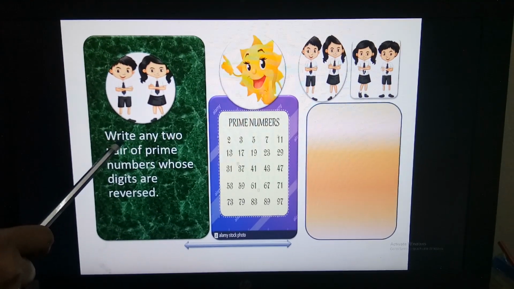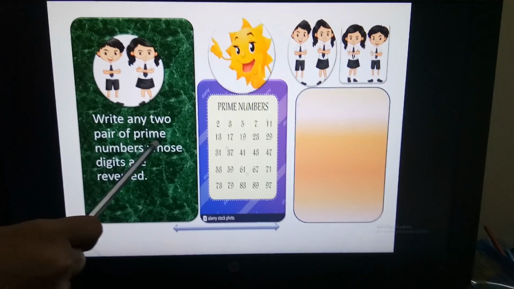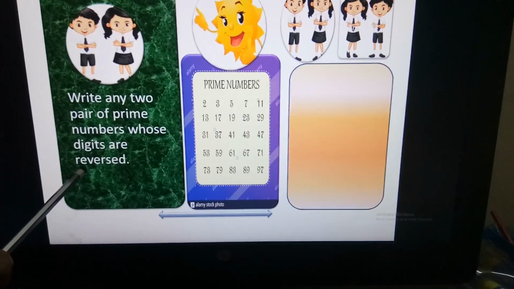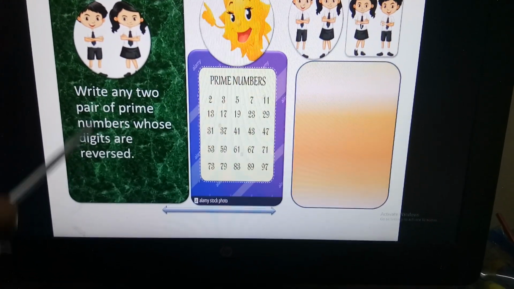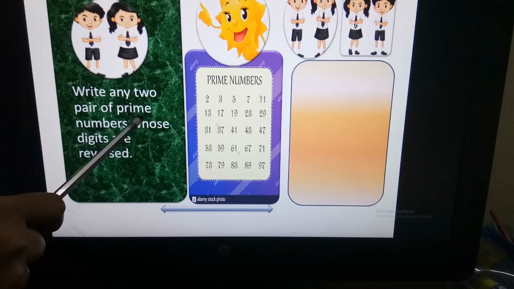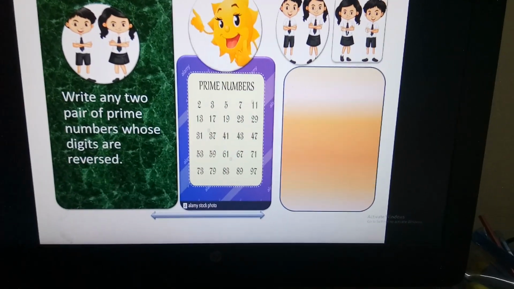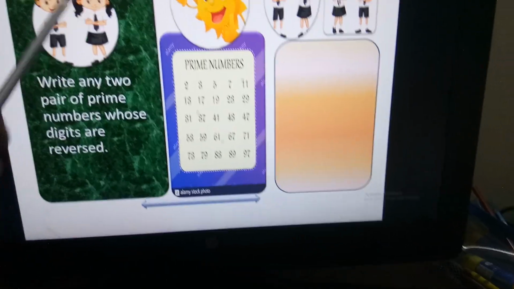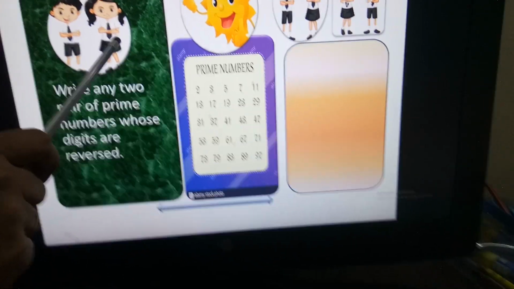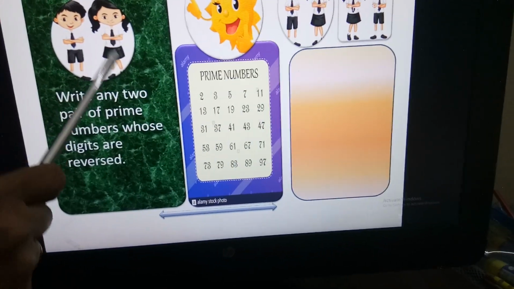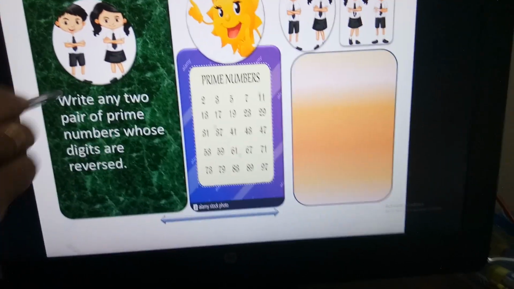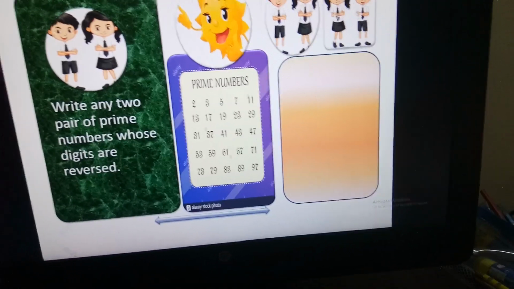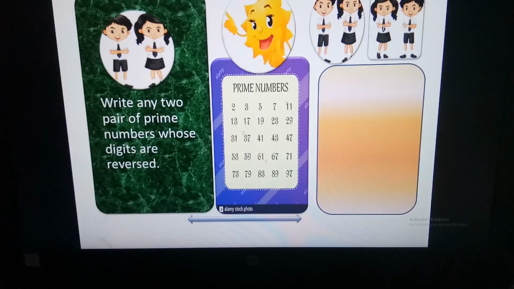Next, write any two pair of prime numbers whose digits are reversed. Are you able to understand this question? Suppose a boy and girl are standing here. Now we want to write the number, a girl and boy, interchanging the digits of the number. But both the numbers should be prime numbers only.